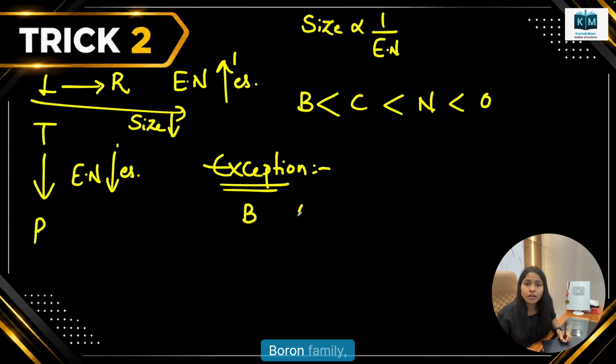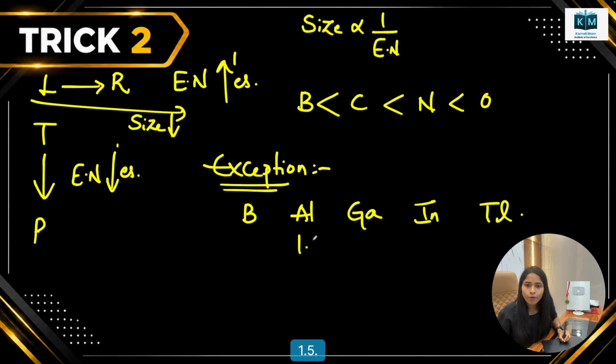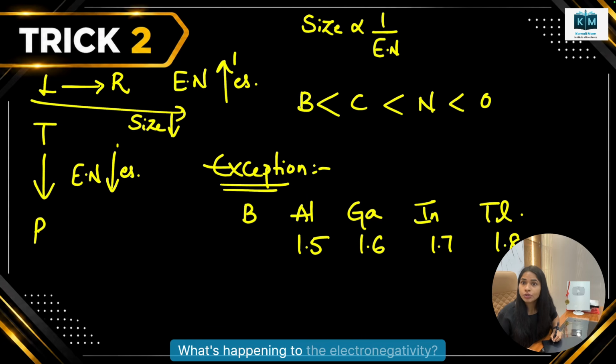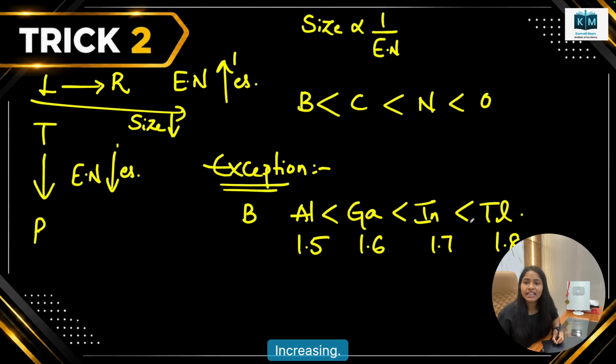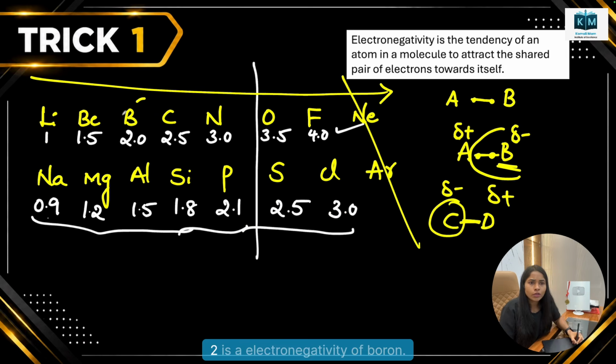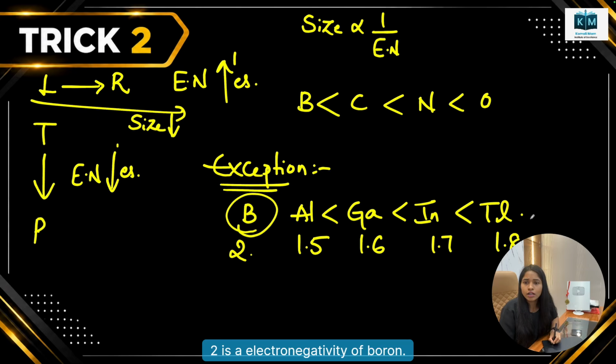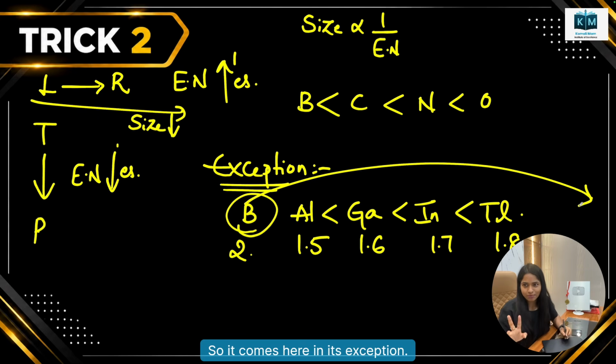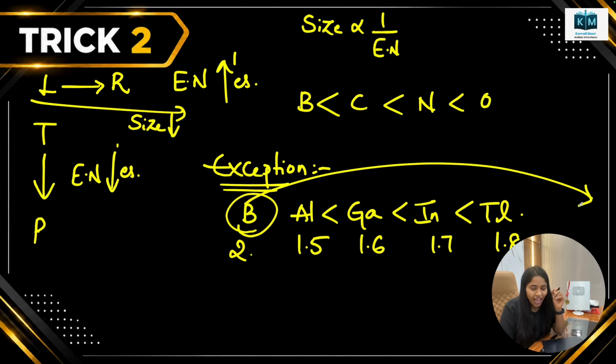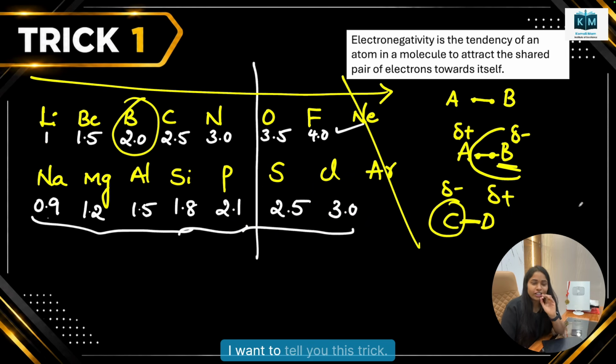You see boron, aluminium, gallium, thallium. If you observe, start from here 1.5, then 1.6, 1.7, 1.8. Top to bottom, what's happening to the electronegativity? It is increasing. What is the electronegativity of boron? 2 is the electronegativity of boron. It comes here as an exception. Got it? Fine.